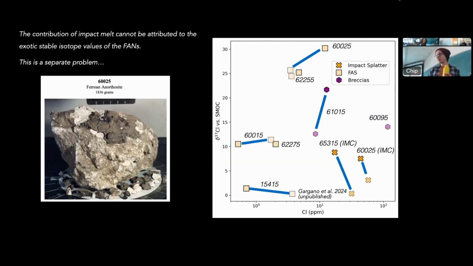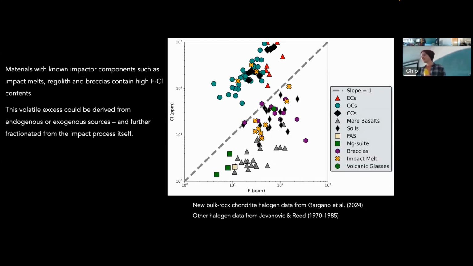To explain the rationale for this, I'm going to use halogen contents of impacted materials and impactors to explain how I'm thinking about this and how I'm constraining this problem. This plot is showing you the fluorine and chlorine contents of lunar protoliths, impacted materials, as well as impactor materials. This includes some hopefully soon to be out halogen data for chondrites this year, as well as some halogen data from a compilation from Jovanovic and Reed throughout the 70s and 80s.